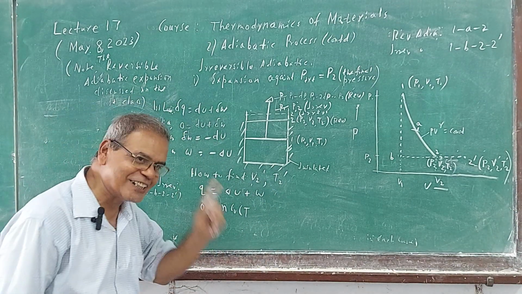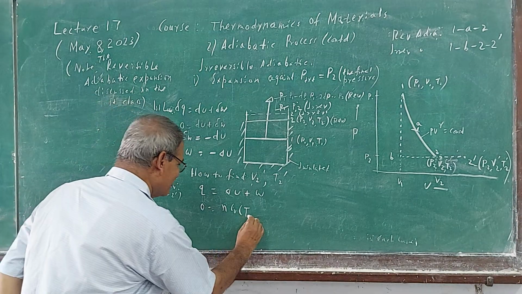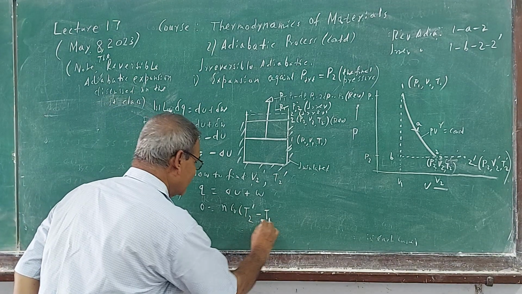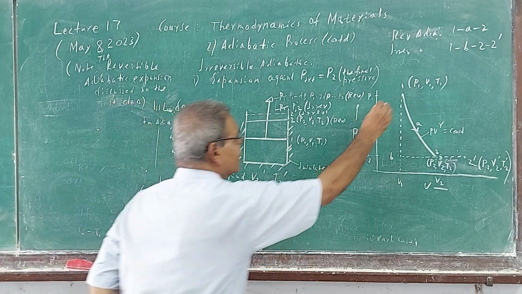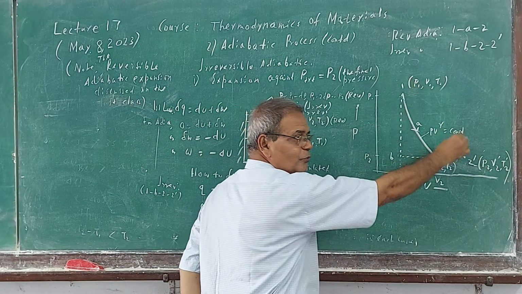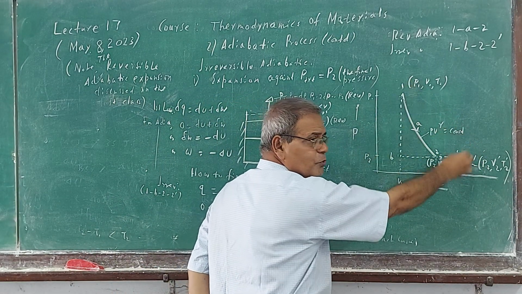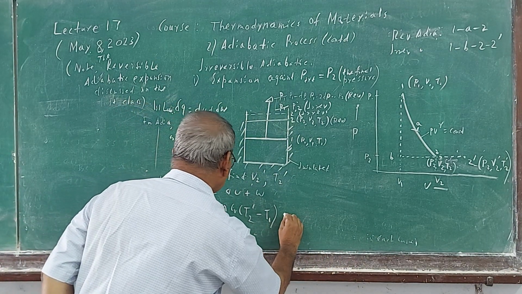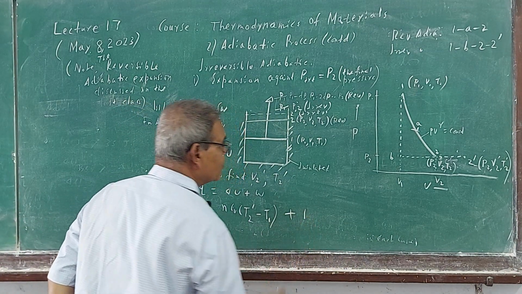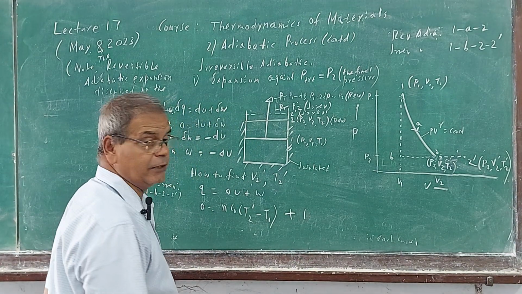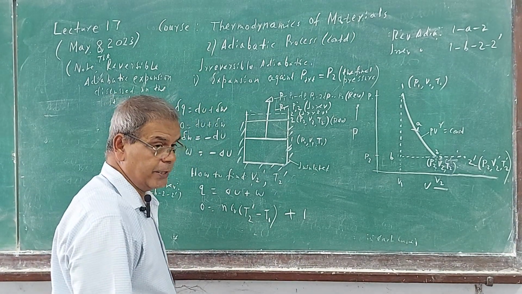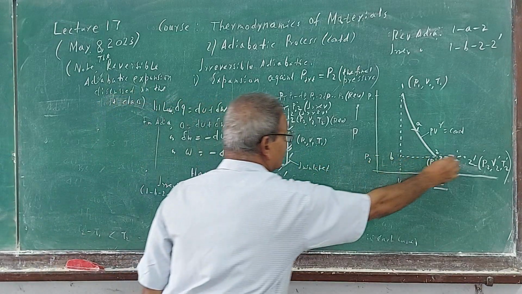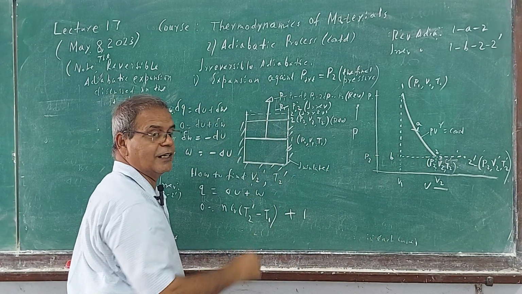You cannot avoid T2 prime. nCv, T2 prime minus T1. Here to here, 1 to 2. 2 means 2 prime here. So good. What is the W, sir? W is what? I will be very happy if you can answer. Then I will be very happy. Tell me. See, it is given here.